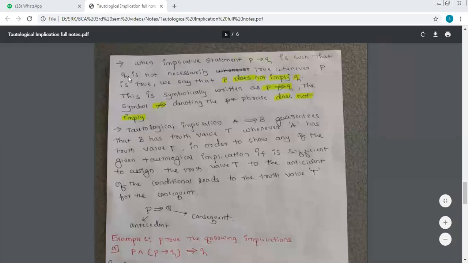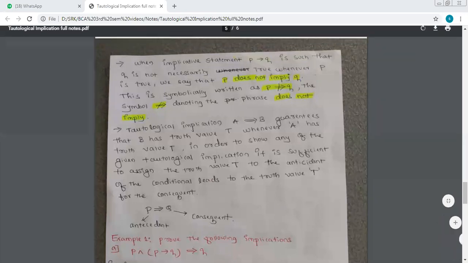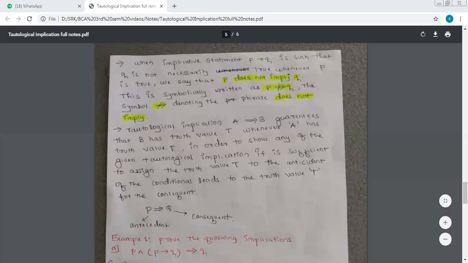Hello? Now audible? Yes, sir. Some network problem, so I was disconnected and connected again. So I will share the screen again. Okay. So understand this one does not imply. Hello? Yeah, sir, it is understood. So go to the next point.